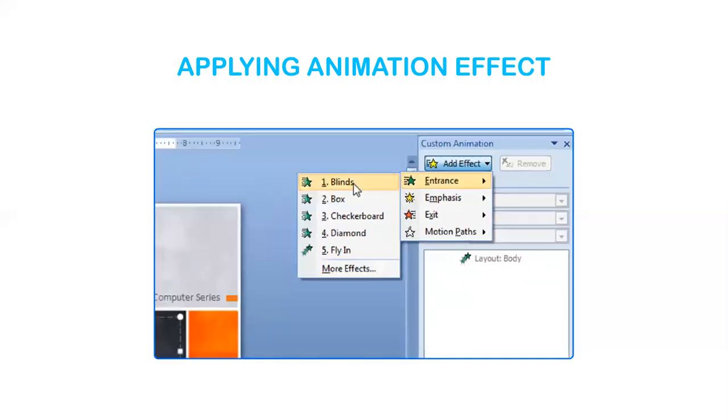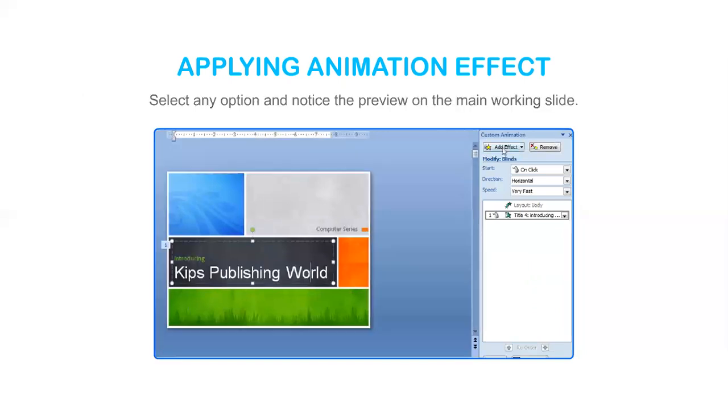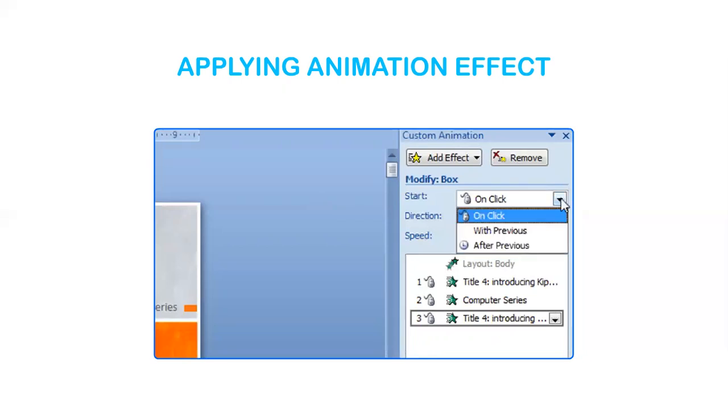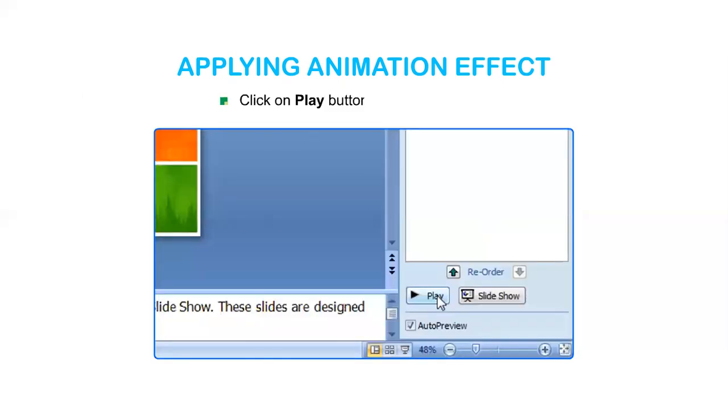Select any option and notice the preview on the main working slide. Choose the desired setting for direction, speed, etc. under Modify section and observe the preview. Apply other options from the Add Effects button and observe their effects. Click on Play button to preview your slide.